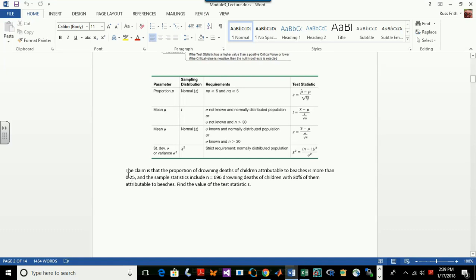P is the proportion given, not the sample proportion. The sample proportion would be P hat. P hat is 30% coming from your sample.